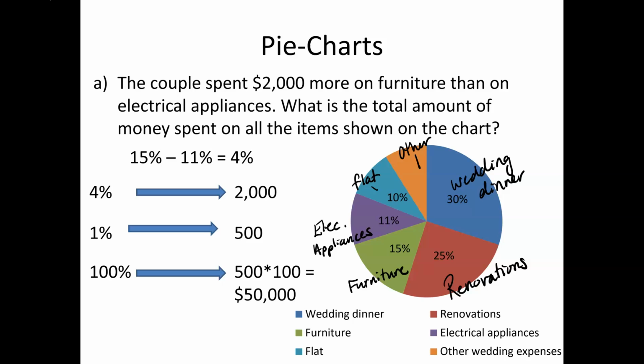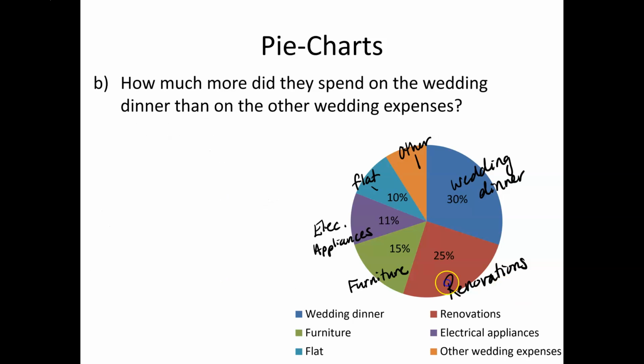4% equals $2,000, and then we'll divide both of those by 4 to get it down to 1%. 1% is going to equal $500. And I want to find the total amount, so I will find for 100%. $500 times 100, add up all of those zeros, is going to equal $50,000. Whew, you guys better start saving right now. All right, so $50,000 is my 100% in this case.